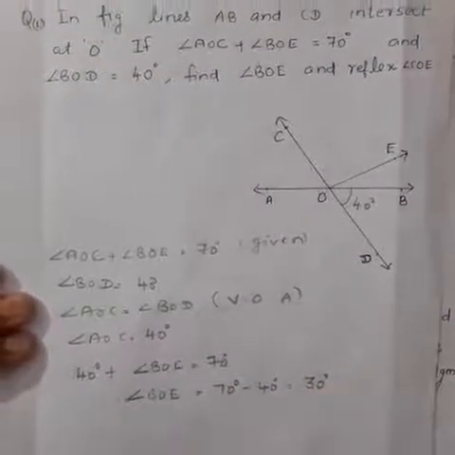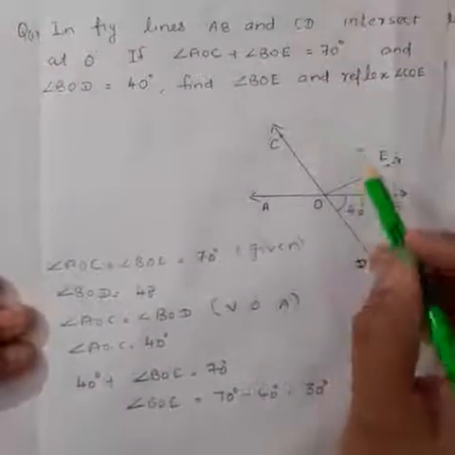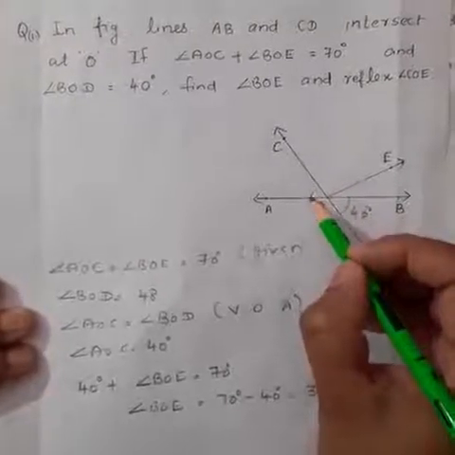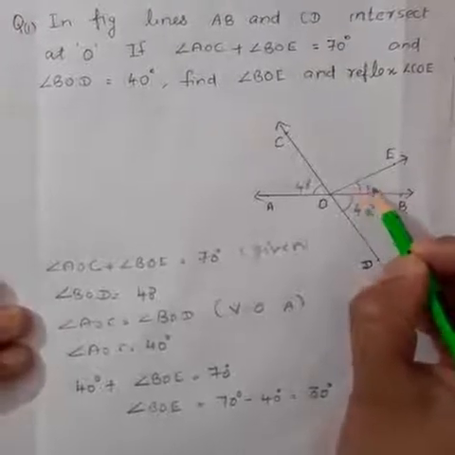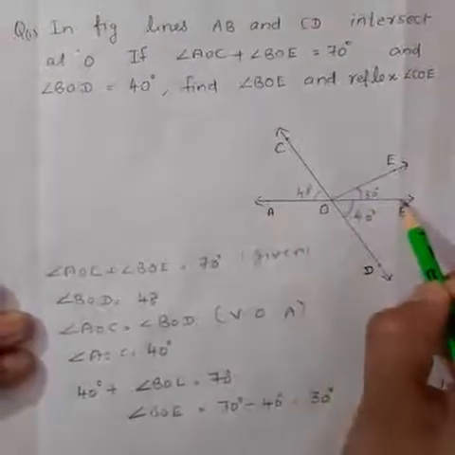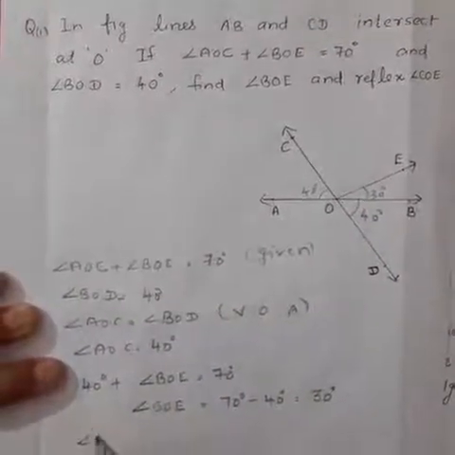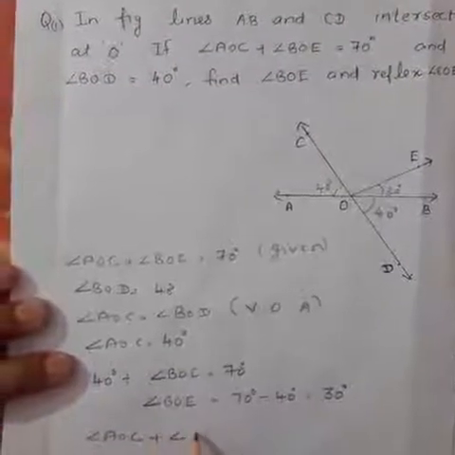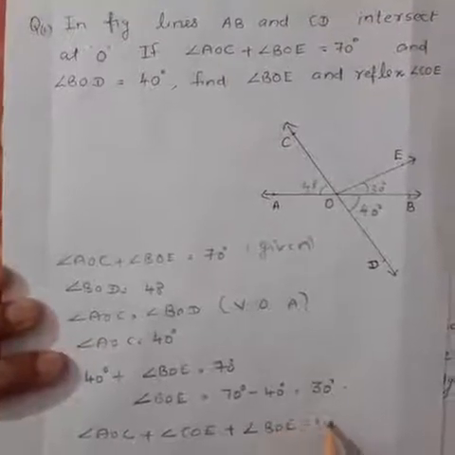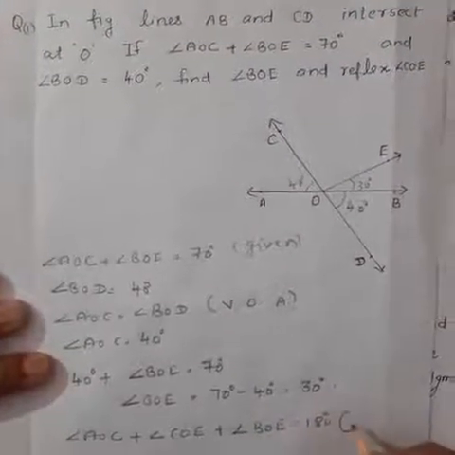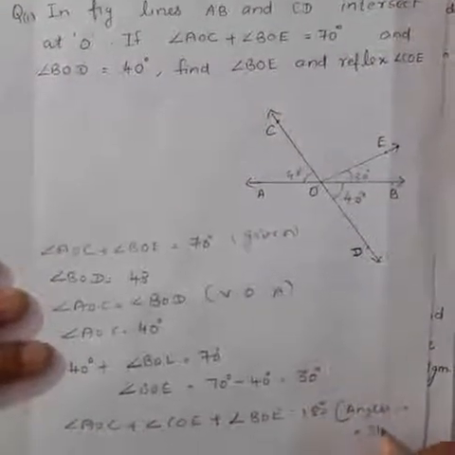Now you have to find COE first, then you have to find the reflex angle COE. Now, angle AOC you got 40 degrees. Angle BOE you got 30 degrees. Now, AOB is a line. So, the angle on a straight line is equal to 180 degrees. Therefore, angle AOC plus angle COE plus angle BOE is equal to 180 degrees. Reason: you have to write in the bracket always, angles on a straight line.